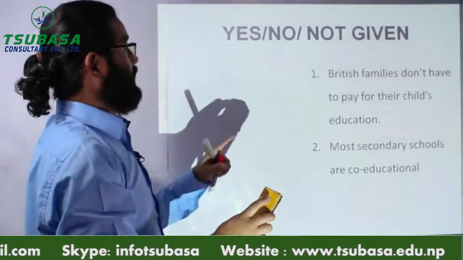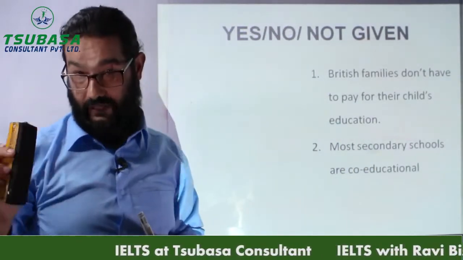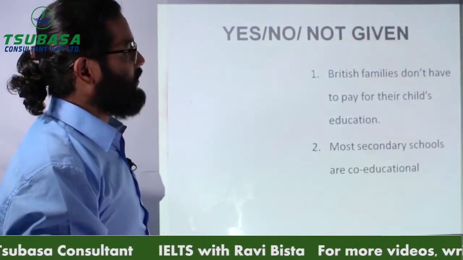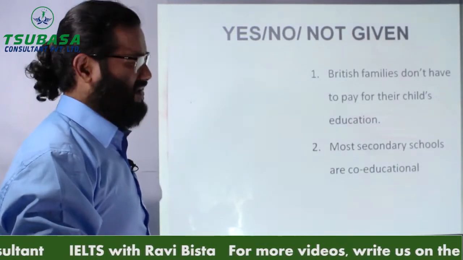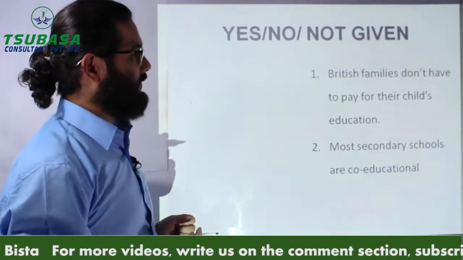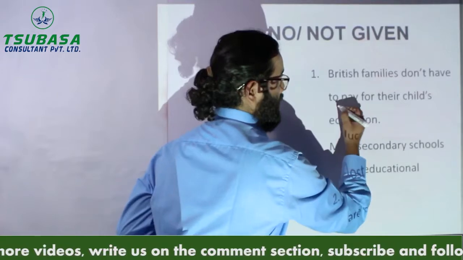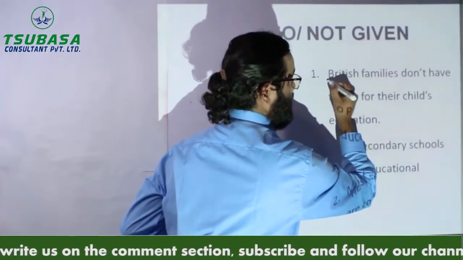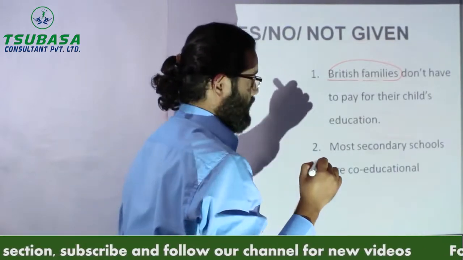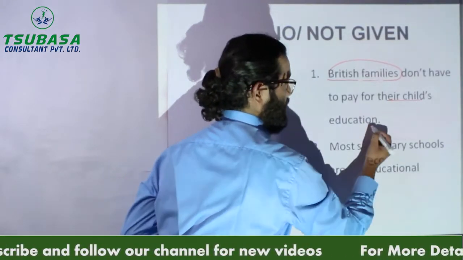Now, look at this. You have to write yes, no, or not given. So don't write true. It says British families don't have to pay for their child's education. What does this statement say? That means who does not have to pay for their child's education? British families don't have to pay for their child's education.